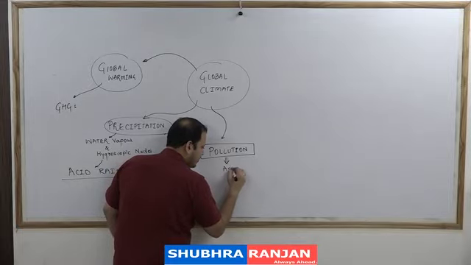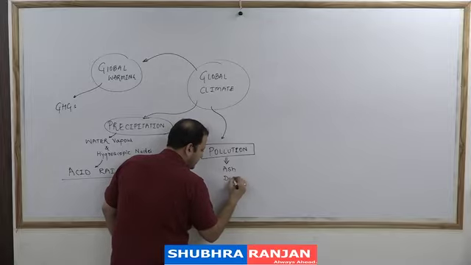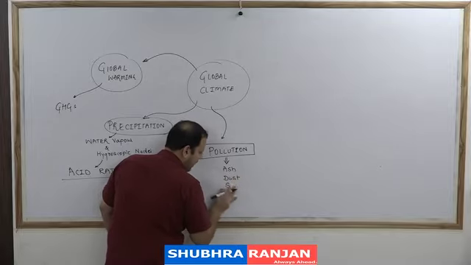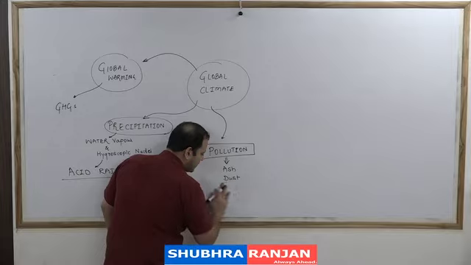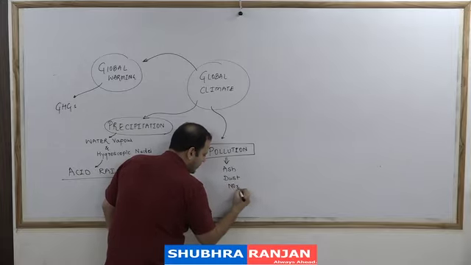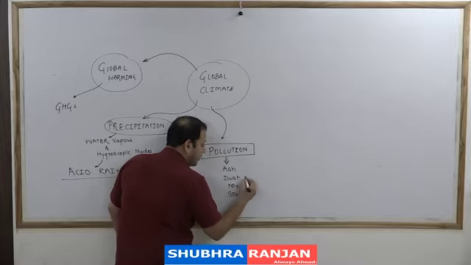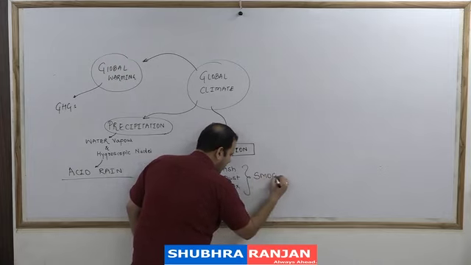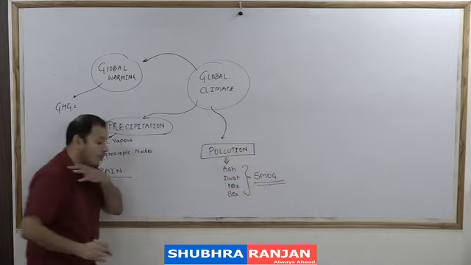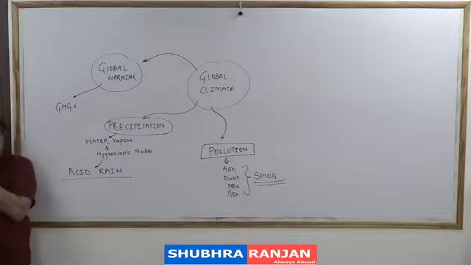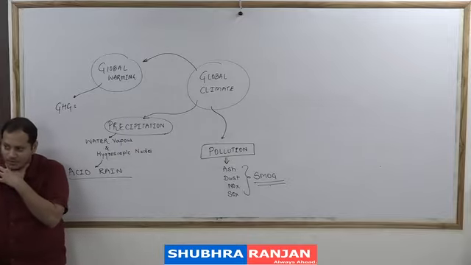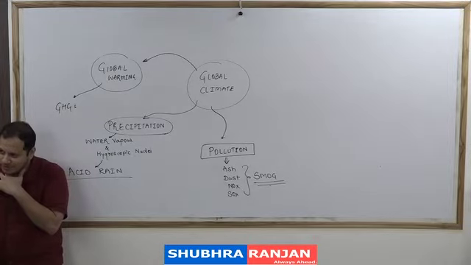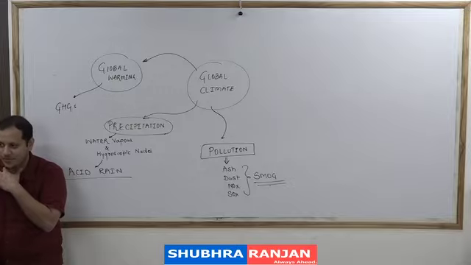volcanic ash, dust, and the gases such as nitrous oxides and sulfur dioxide. All this will result into the formation of smog. Sir, NOx and SOx contribute in acid rain as well. And NOx is photochemical smog, SOx is classical smog.